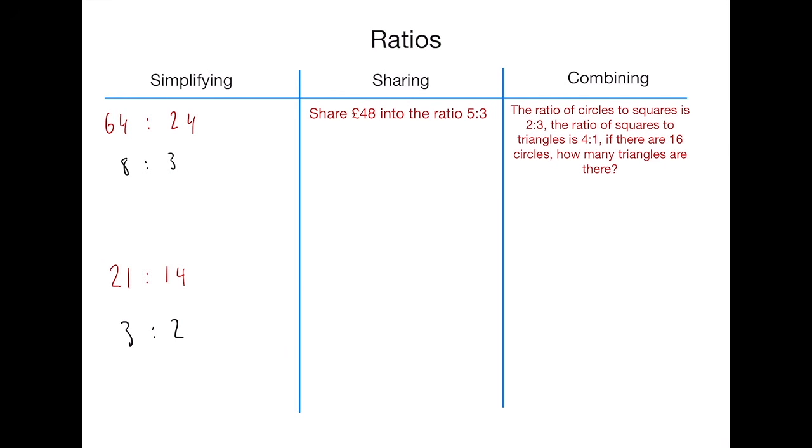Share 48 in the ratio 5 to 3. The way we're going to do this is we take our ratio and we add it to make 8. Then think of this as 8 parts of the ratio in total that we need to share 48 in. So 48 divided by 8 means we have £6 per unit of the ratio. So 5 times 6 and 3 times 6 is going to be 30 and 18.